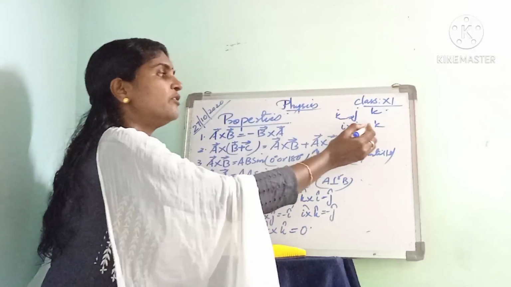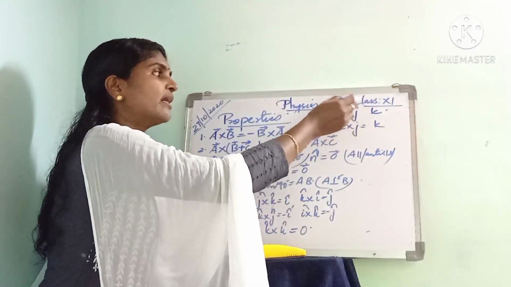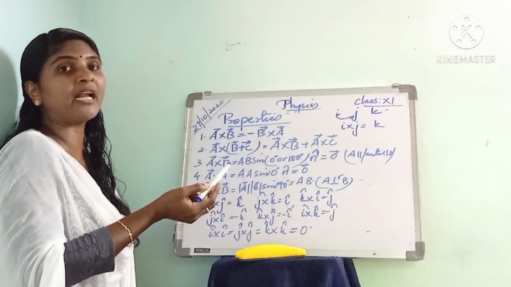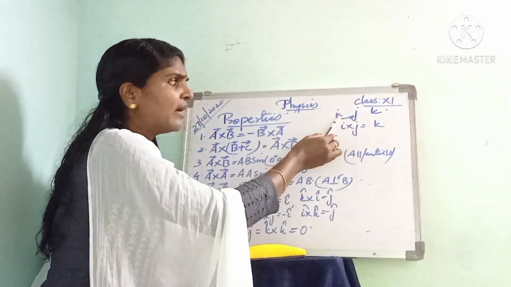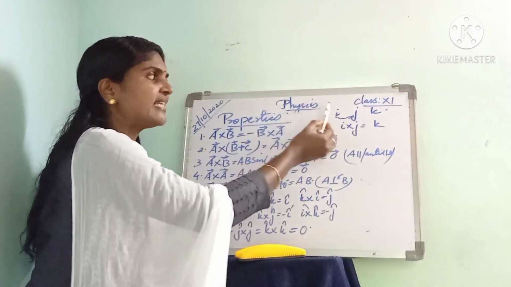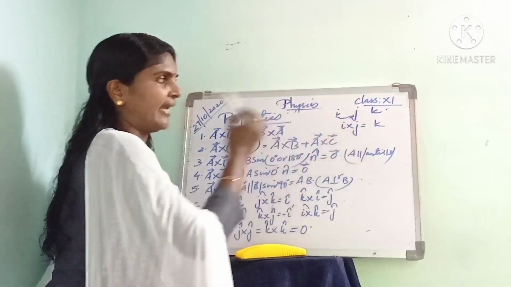Okay, i cross j equal to k. Because these two vectors, the orthogonal unity vectors, are perpendicular and their magnitude is unity. So while taking the cross product of the first two vectors, we will get the third vector. So i cross j is actually k.